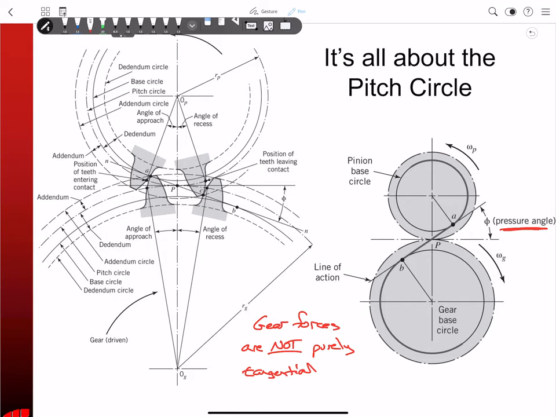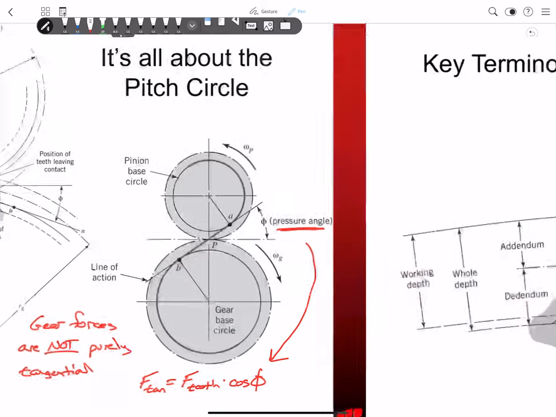So the tangential force winds up being what? It equals the total force on the tooth times the cosine of the pressure angle. That's just basic geometry, basic trig, but that's really, really important. There's a bunch of other stuff here, the angle of approach, the addendum circle, but those are less important. The pressure angle is really the most important one. And the point of tangency is where the two pitch circles are tangent.